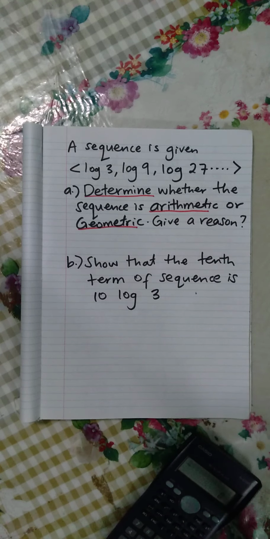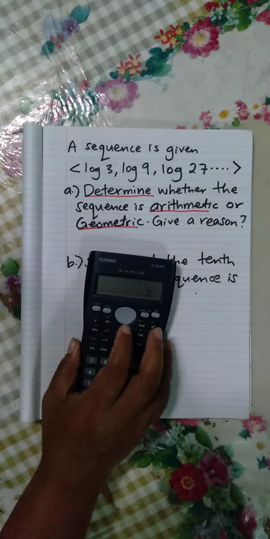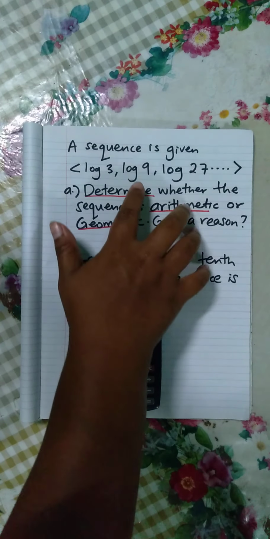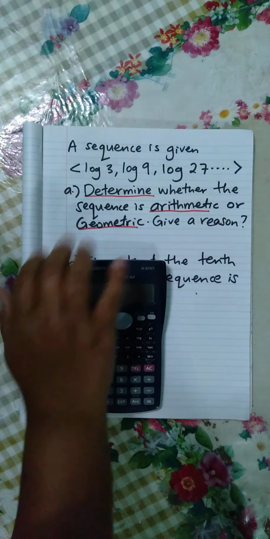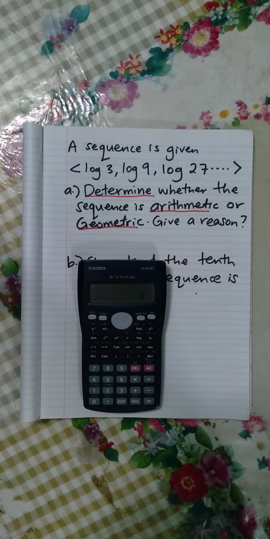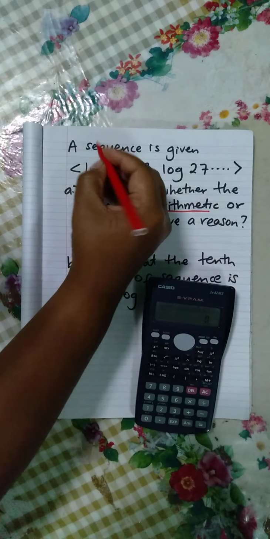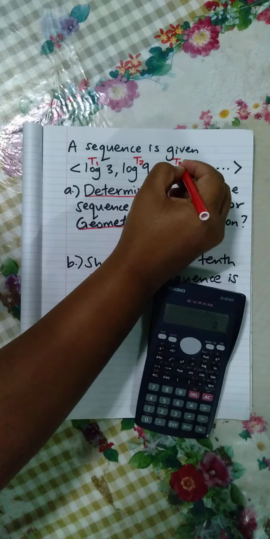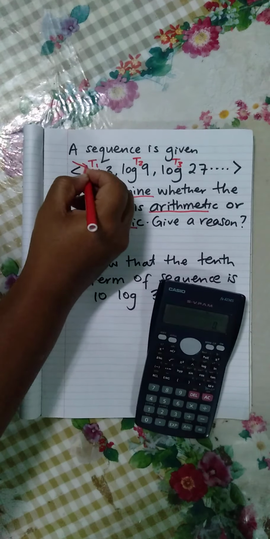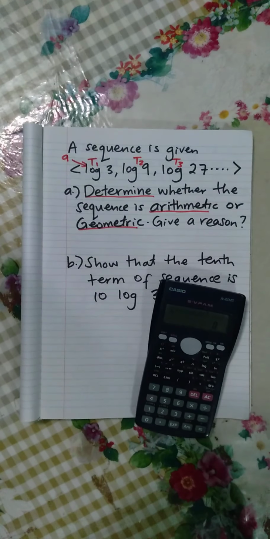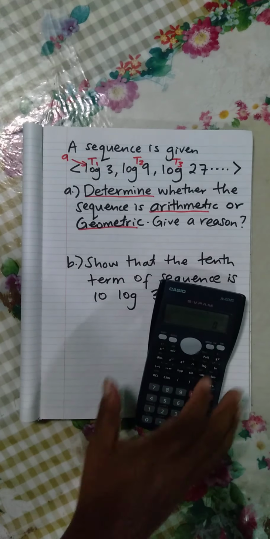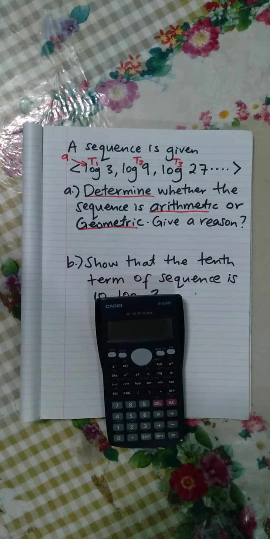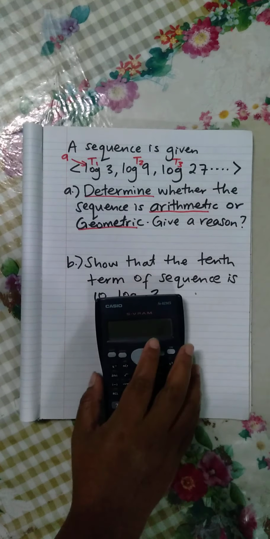Let's try geometric first. Geometric means there should be a common ratio. That means when we divide T2 by T1 and T3 by T2, it should give the same answer. I will just label this so that it's easy for us: T1, T2, T3. But remember, this T1 is also our A, because in the formula A is nothing else but T1. So we have to try for geometric first.